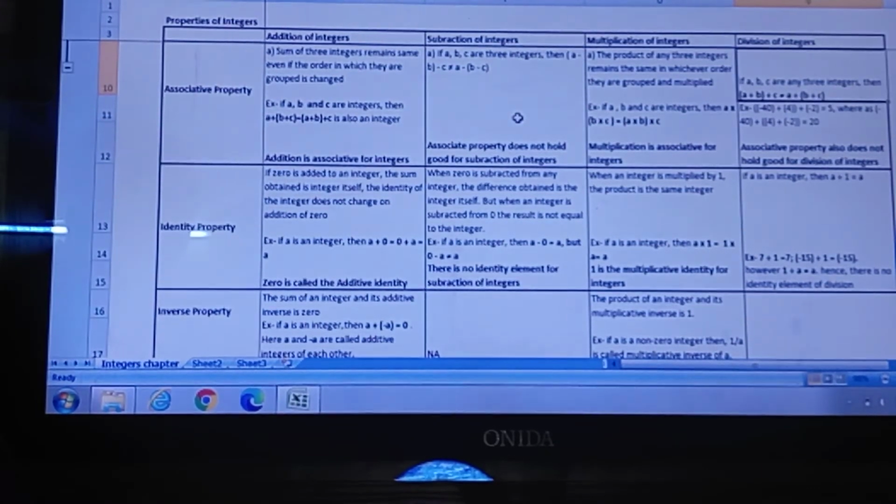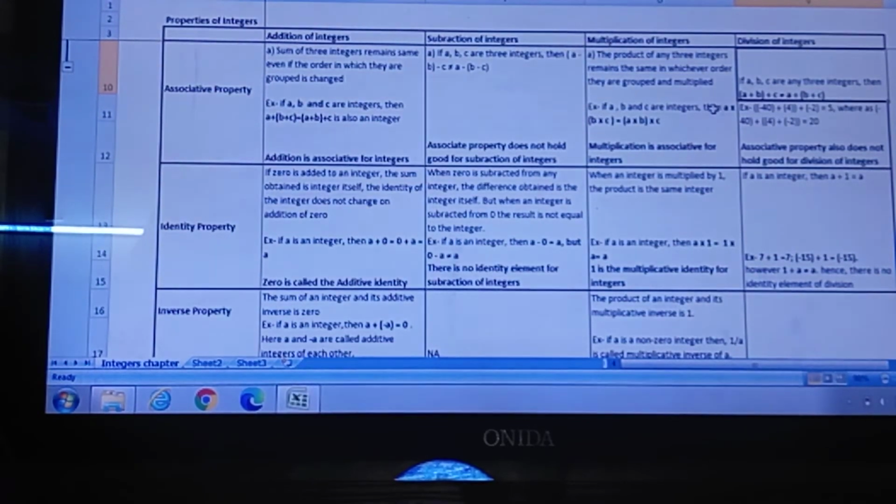Moving on to the last part, which is the division of integers, where a, b and c are integers: (a divided by b) divided by c does not equal a divided by (b divided by c). The example I've given here is (40 divided by minus 4) divided by 2, which is equal to minus 5, whereas 40 divided by (minus 4 divided by 2) is equal to minus 20. So there is a bracket in between b and c here, and in the first one it's a divided by b. So here the associative property does not hold good with integers.